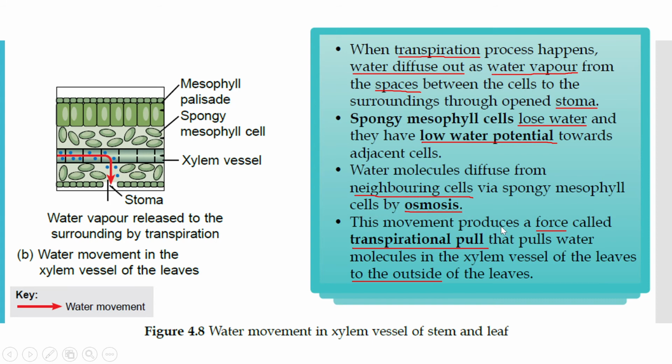Okay, and this movement produces a force called the transpirational pull. Ada satu daya yang terhasil, ada satu tarikan dari luar. It's going to pull the water molecules in the xylem vessels of the leaves to the outside of the leaf. So imagine this, somebody pulling it out from outside, dia akan menarik these water molecules to exit the leaves. Again, the picture shows you that there's a pulling force from outside.